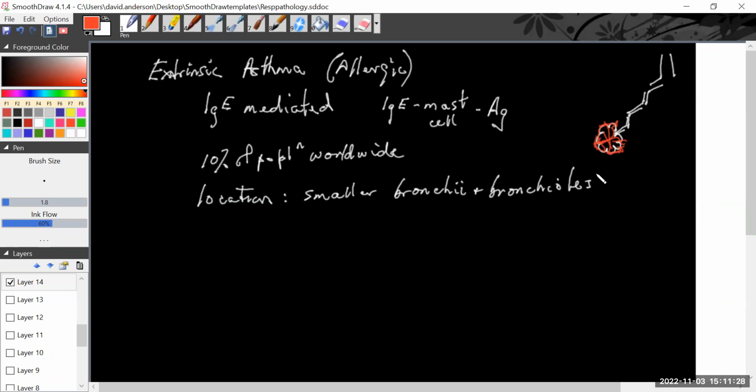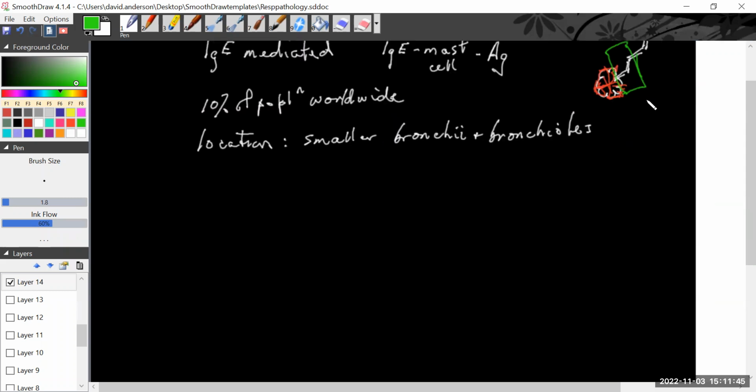So we're talking about the smaller bronchi into the bronchioles. That's sort of the target area for asthma in general, and we're talking specifically right now about the extrinsic form. The key thing to remember about the extrinsic form is it's going to be IgE mediated. That's the difference between it and the other one that we're going to be talking about, intrinsic.